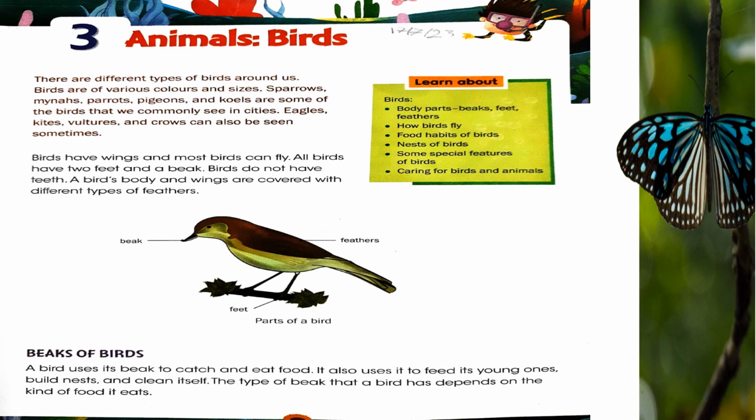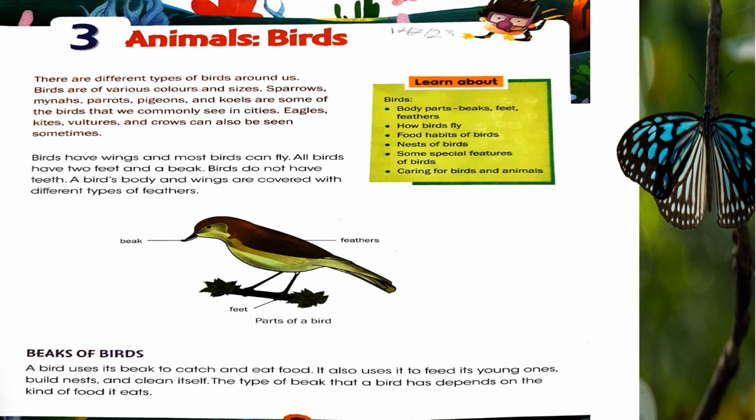Birds have wings, and most birds can fly. All birds have 2 feet and a beak. Birds do not have teeth. A bird's body and wings are covered with different types of feathers. You can see the image: beak, feet, and feathers. These are the parts of birds.